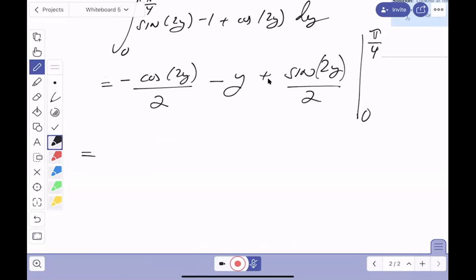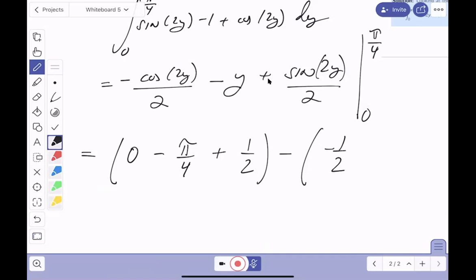So let's see, what would you get? Cosine of pi over 2, which is 0, right? Minus pi over 4. Plus, what would that give you? That would give you the sine of pi, which is 0, so 1/2. Minus the lower limit, which is 0. And that's going to give you what? Oh, the cosine of 0 is 1. So that's minus 1/2, right? Well, minus 0, and the sine of 0 is 0, right?